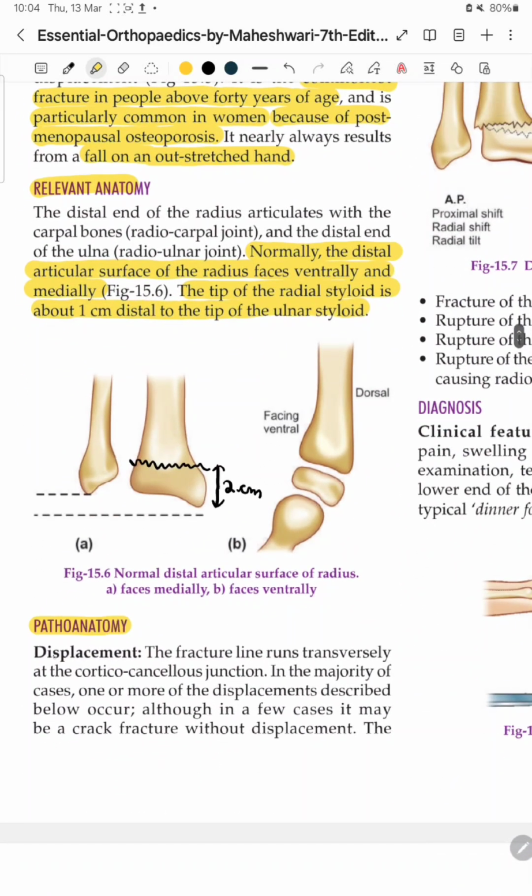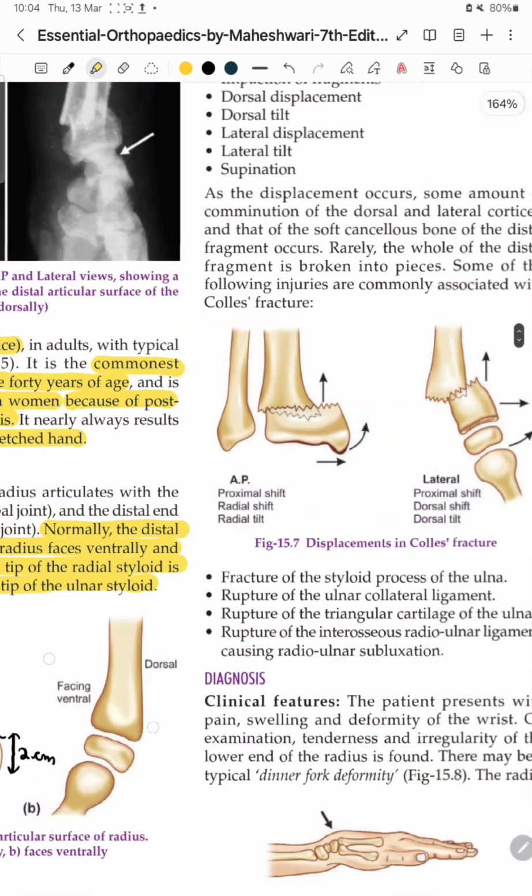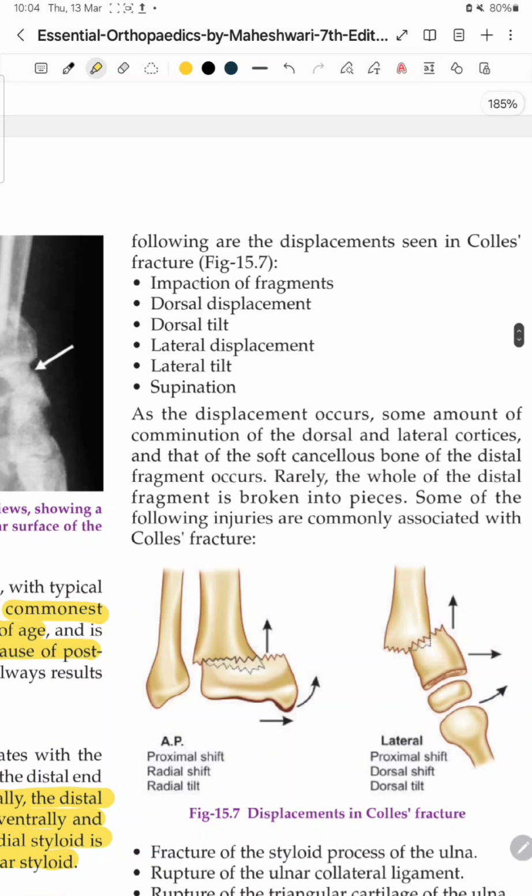Pathoanatomy. In the Colles fracture, the main thing is the displacements. In the displacement, we have impaction, dorsal displacement, dorsal tilt, lateral displacement, lateral tilt, and supination. The supination is not visualized on an X-ray most of the time. These displacements are almost always asked in the viva.